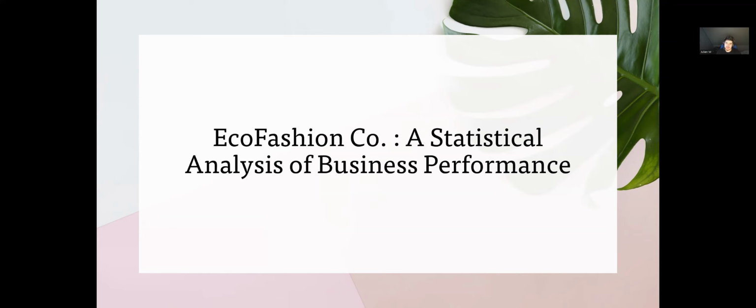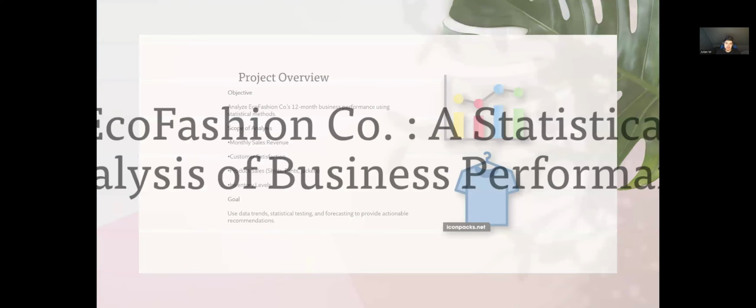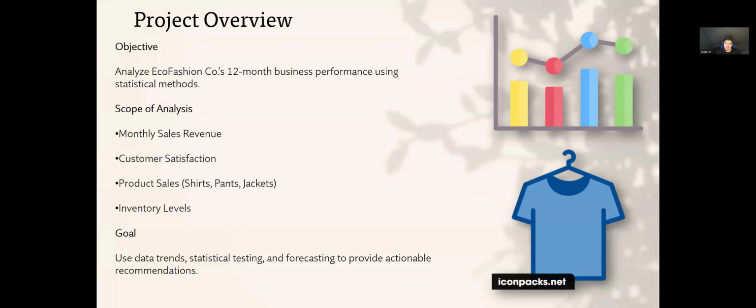Now, my name is Julian, and I'll be starting things off by giving you an overview of what our project included and the data set that we were able to work with. So, our main objective with this project was simple. We used the stat tools we learned this semester to understand eco fashion's overall performance and find patterns that actually matter.